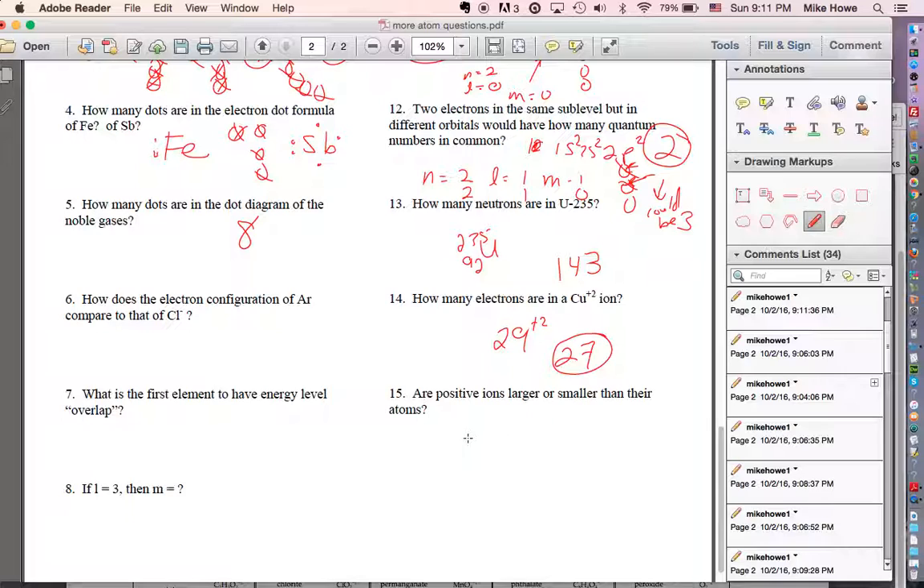Are positive ions larger or smaller than their atoms? Well, if I use lithium, for example, there's 3 protons, here's 3 electrons. If I want to make a positive ion, then I have to take away an electron. So if I did that, did the atom get bigger or smaller? Given that the atom kind of looks like this, and that electron's out there, if I take it away, then the atom got smaller.